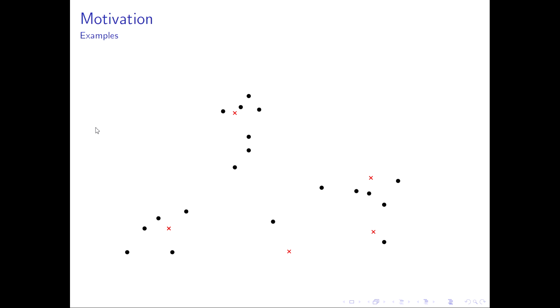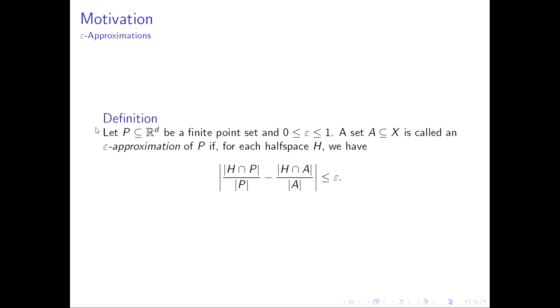Sometimes this is not enough, and we would like that the more black points a half plane contains, the more red points it also contains. This is the definition of an approximation. Namely, if we are given a finite point set and some value epsilon, then a set A is called an epsilon approximation if for each half space, the fractional difference with respect to the black points and with respect to our approximation is small.